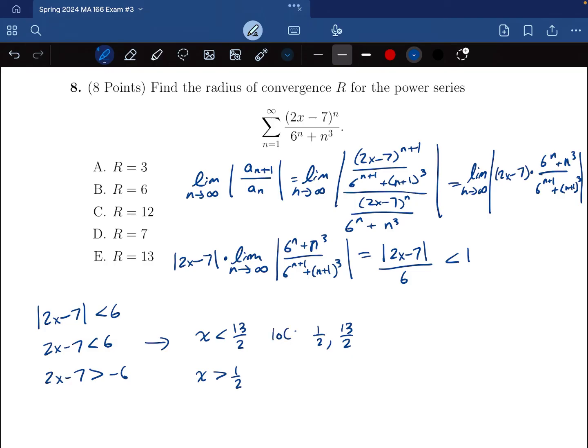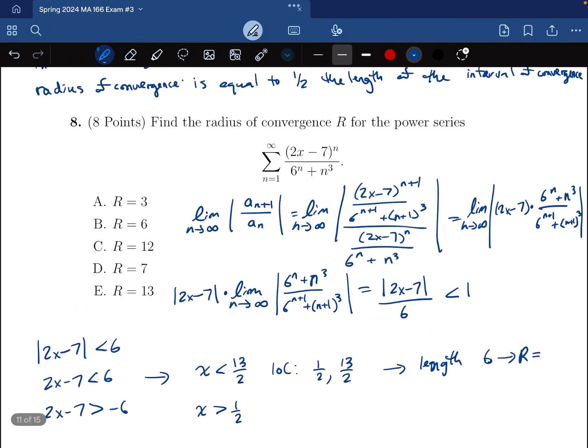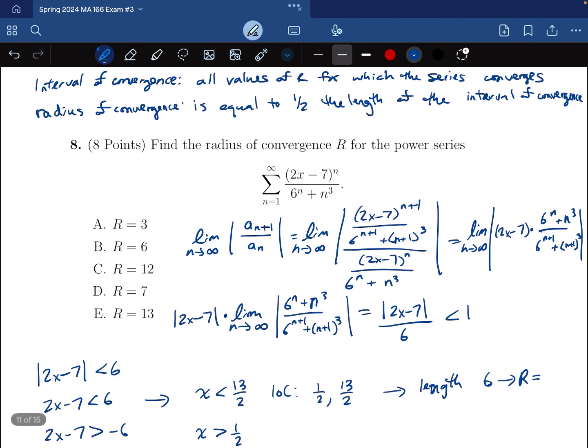So that's the interval of convergence. And that means that the length of that interval is 6, which implies that half of the length, as we said before up here, half of the length is 3. So the answer is A.